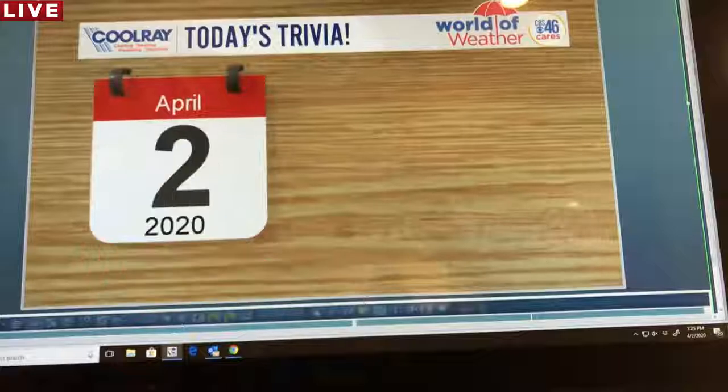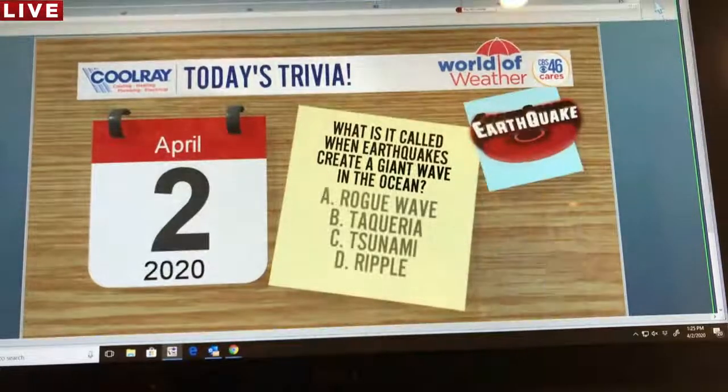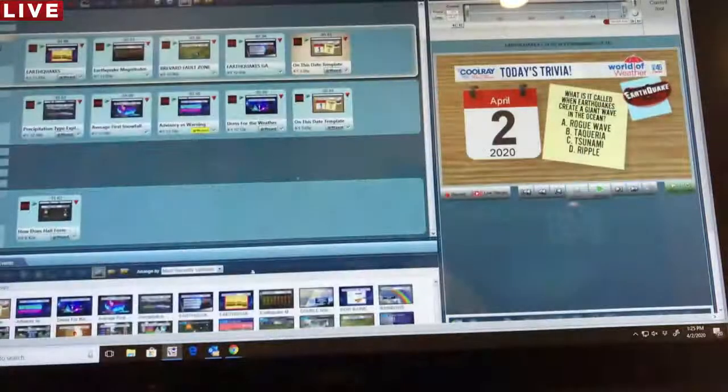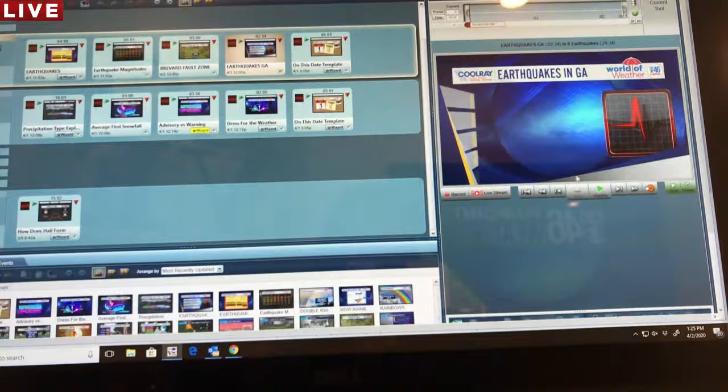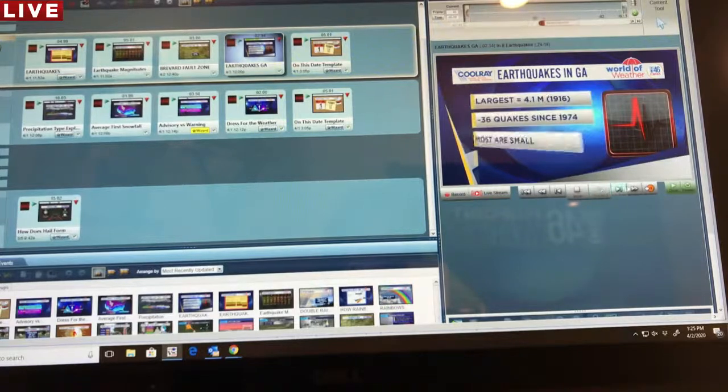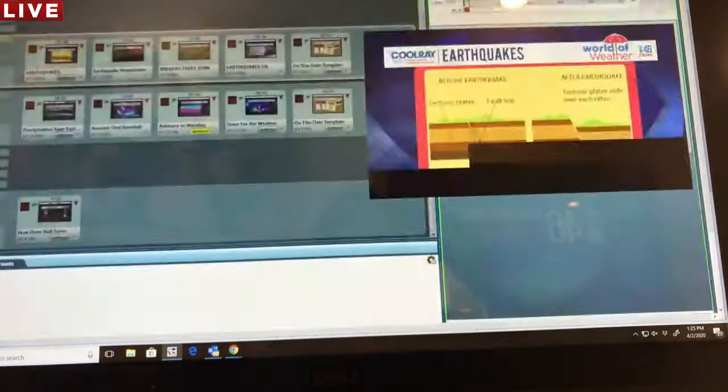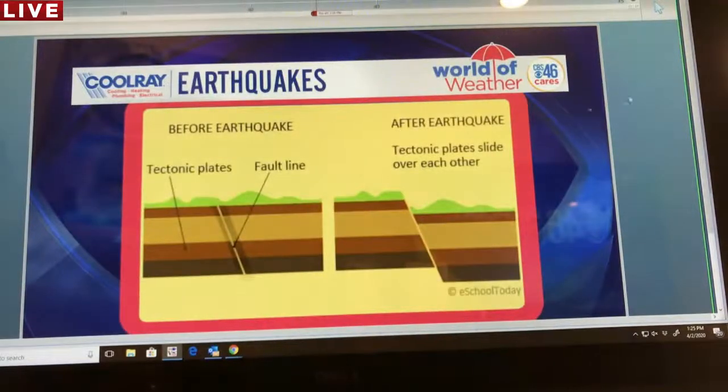Oop, let me go back. There have been 36. I advanced too quickly. So let's get back to that other graphic. I got a little ahead of myself. So here we go. So the largest is a 4.1 magnitude earthquake. Oh, now we're tiny. Hold on. We're going to make this bigger for you. My apologies. We're going to have to go through these graphics real quick.